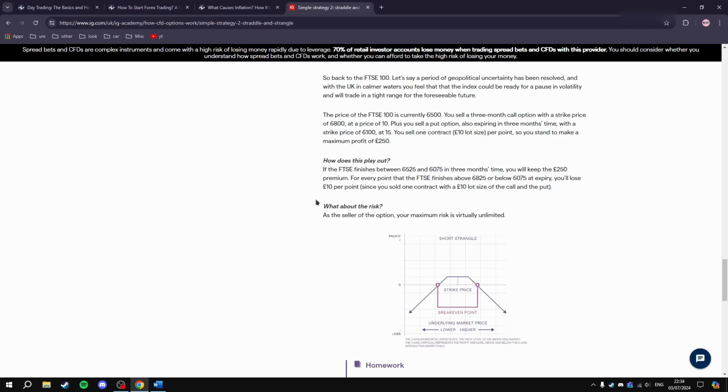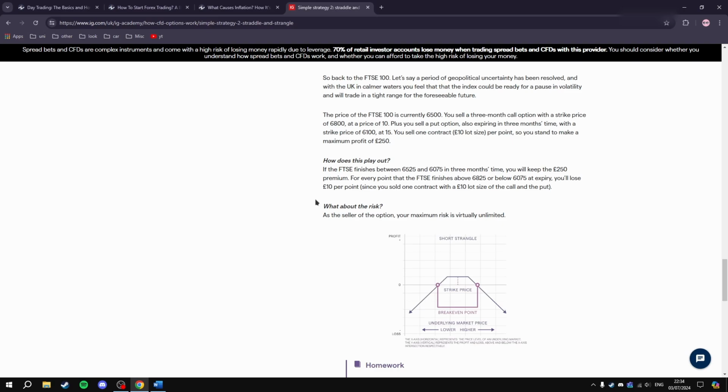So back to the FTSE 100. Let's say a period of geopolitical uncertainty has been resolved, and with the UK in calmer waters, you feel that the index could be ready for a pause in volatility and will trade in a tight range for the foreseeable future. The price of the FTSE 100 is currently at 6,500.